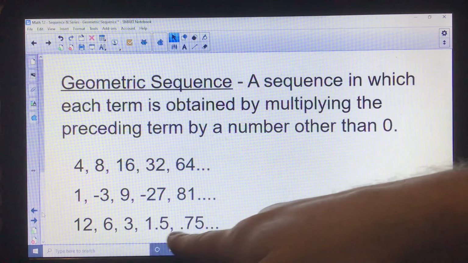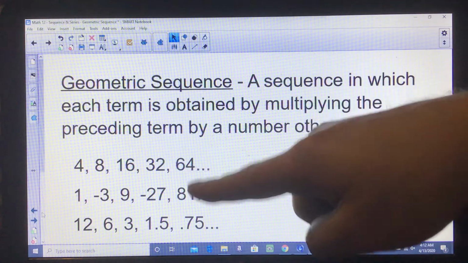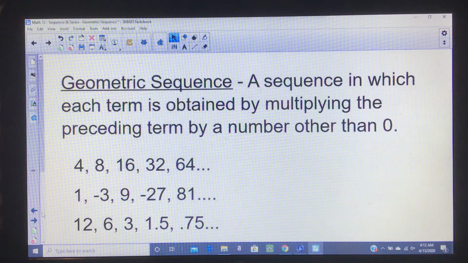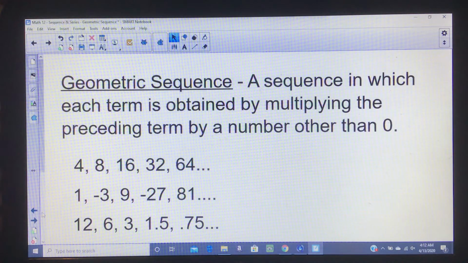Notice that my sequence can generate decimals and weird numbers. So a lot of times we like when the sequences have whole numbers in them or positive numbers, but they can have negative numbers. They can also have fractions, okay? So each one of these is an example of a geometric sequence.